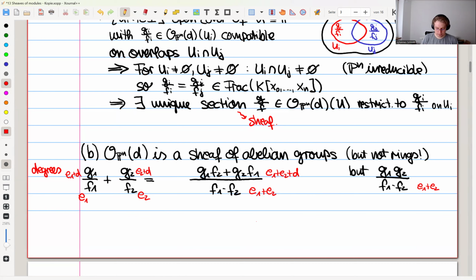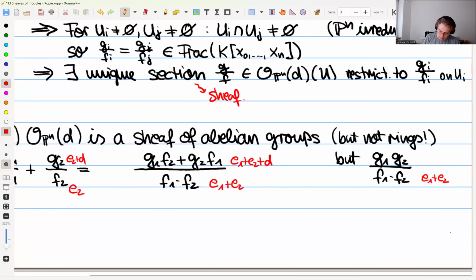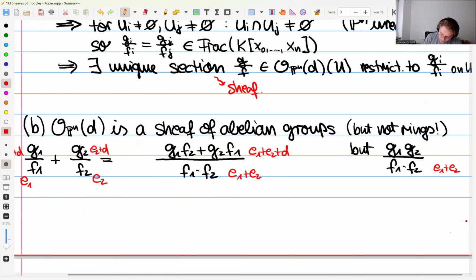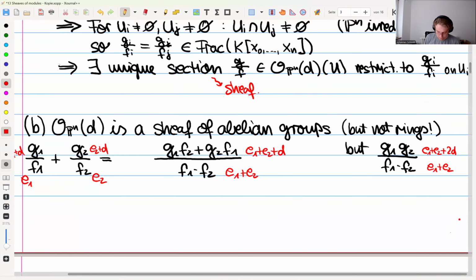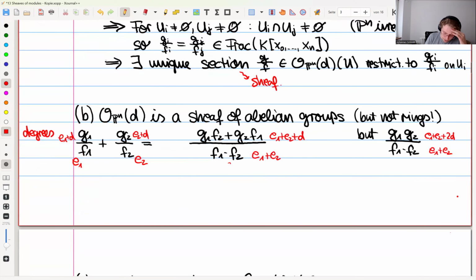But we get this degree here is E1 plus D plus E2 plus D. So if we add this all up, we get E1 plus E2 plus 2D. So we see here the addition. This gives us a section of O, P, and D. This is fine, we can add them.